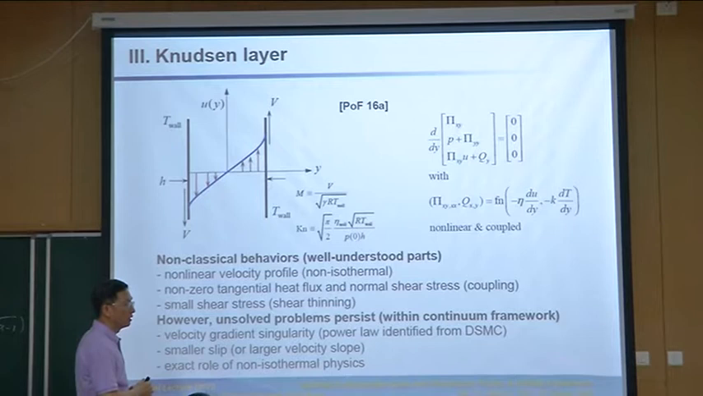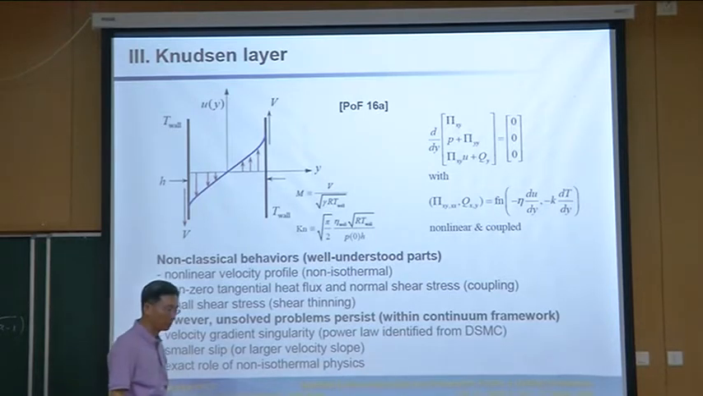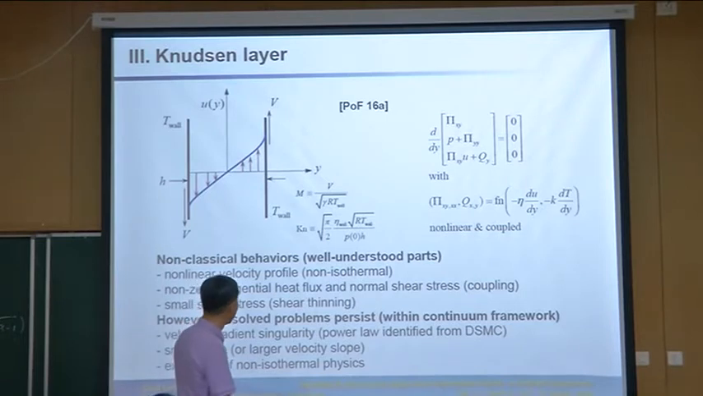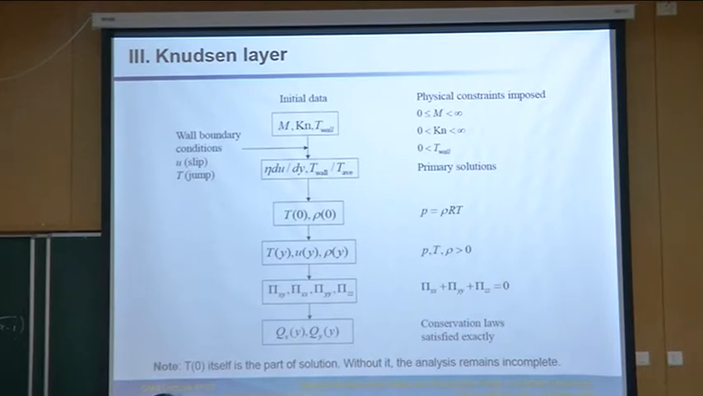So the non-zero normal stress is a coupling effect. The problem is like the velocity gradient singularity in the Knudsen slip. If you check the Jason solution, somehow the slip is smaller than the Stokes slip. So that kind of thing is not easy to understand. And this is how that problem is mathematically well posed.